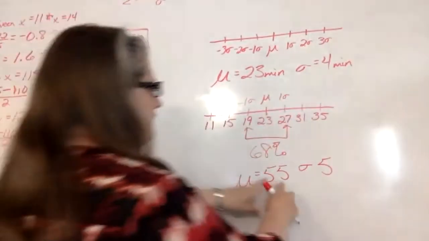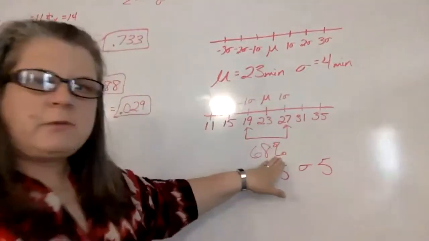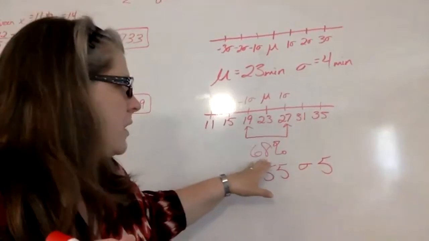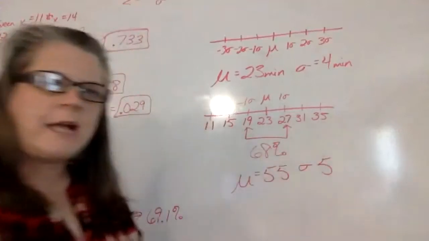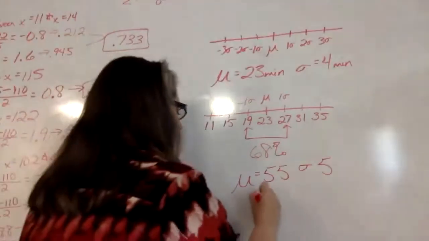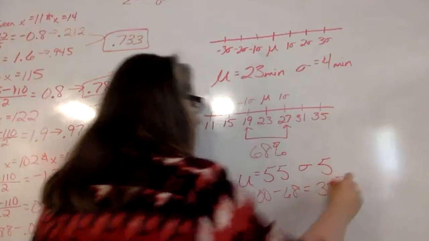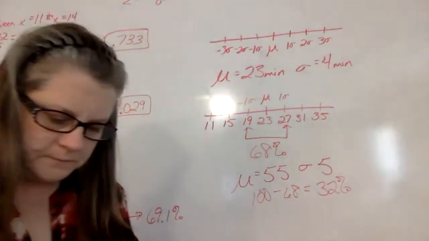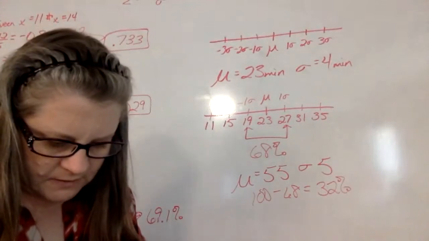So basically 55 here, so we're just looking at the center part. The center part was what percent? 68%. So if I want to find how much is outside of that 68%, what do I subtract it from? 100%. So 100 minus 68%. So 32% drive outside of that range. Okay? So those are the types of questions that you have on the quiz.